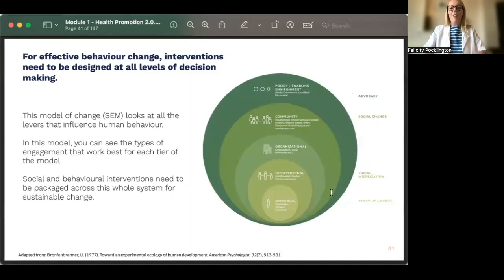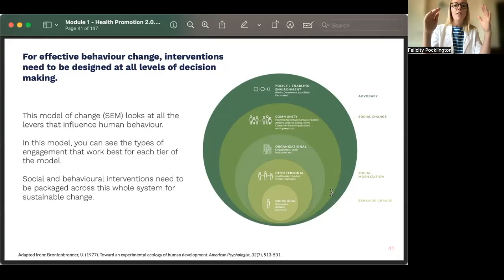So focusing on the individual and social system, community, isn't always enough. So for effective behavior change, more often than not, we also have to think about these other layers here to influence change at all levels. So the SEM, the socio-ecological model, is a really simple tool that really enables us to look at all the levers of behavior and change across the system.